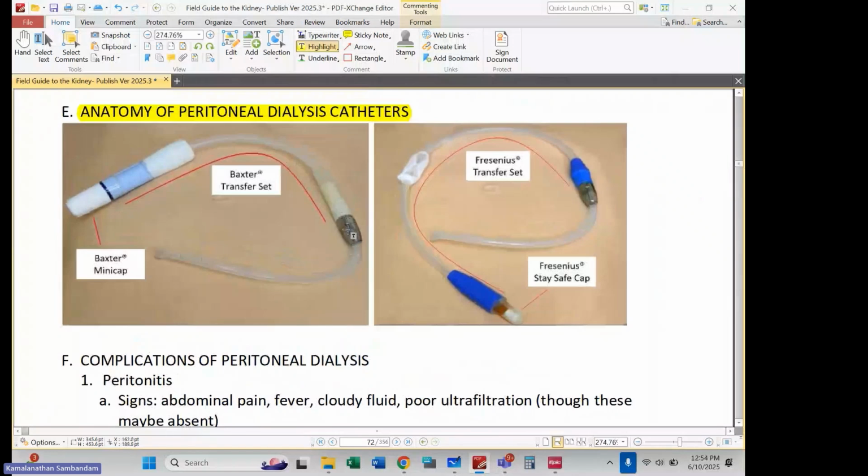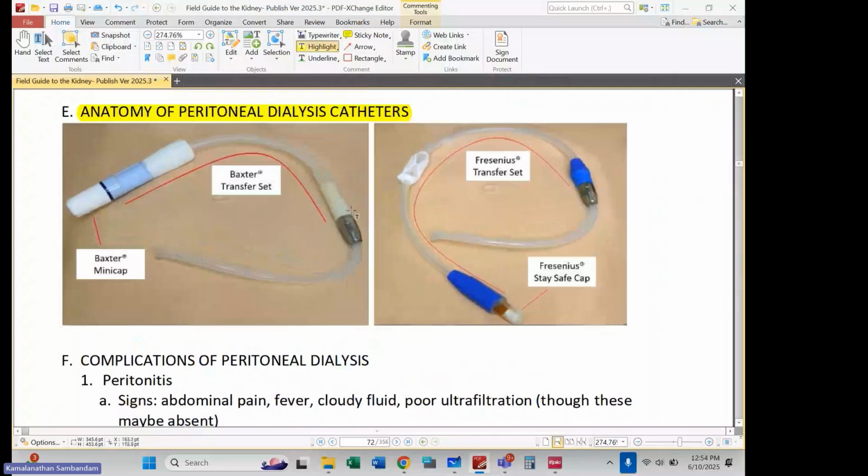That connector is often changed in our dialysis clinic. That connector is compatible with a transfer set, but our dialysis clinic often changes that connector to, they call it a titanium connector. This is the titanium connector. Here it is on the Fresenius transfer set, right? You can see the same thing comes from the abdomen, the exit site, titanium connector, and everything distal to the connector is the so-called transfer set.